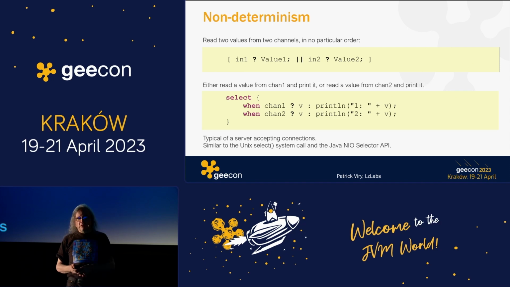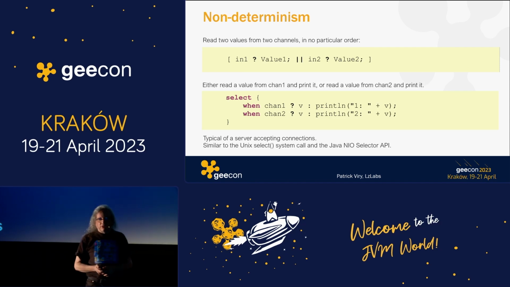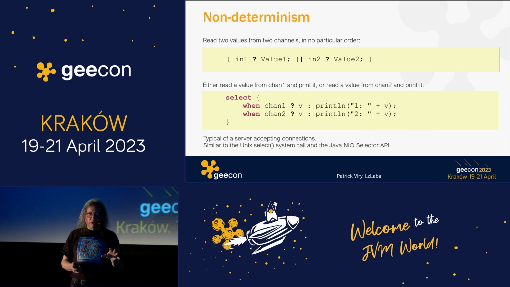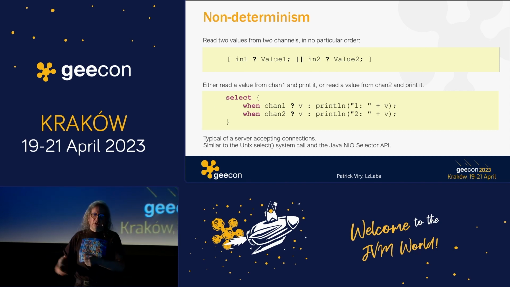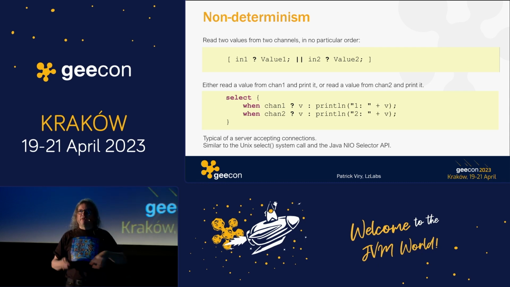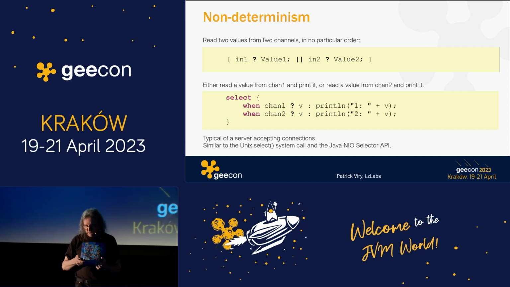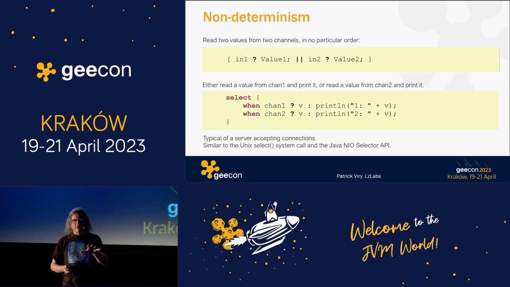We have another kind of non-determinism which commits on a choice. So if a value is available first on channel 1, then we commit on this value, we print it, and we forget the other branch. If a value is available on channel 2 first, then we read this value, print it, and we forget about channel 1. And this is typical of a server accepting connections. Or if you know system calls, this is exactly the select system call in Unix.